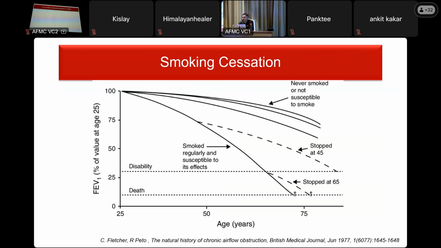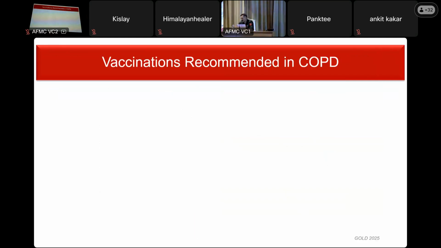What are the vaccinations recommended in COPD? So COVID vaccination, influenza vaccination, pneumococcal vaccination, and the Tdap vaccination in patients who have not been vaccinated previously, and in elderly patients more than 50 years, shingles vaccination again. And RSV vaccine. Next.